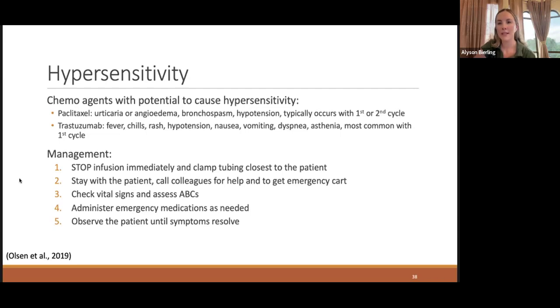And so these are all drugs that we should have on hand in any setting where we're administering chemotherapy. And this too is something we can provide SOPs for. So it's really clear what drugs we should have on hand and what to do in the case of hypersensitivity. And then we would want to observe the patient until symptoms resolve.